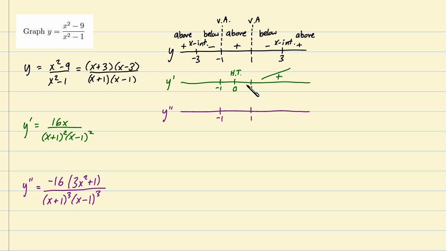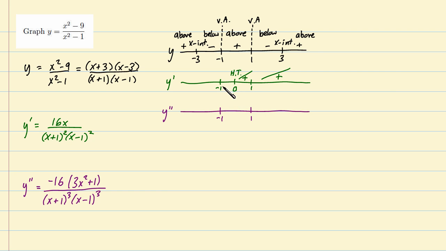In this interval between 0 and 1, perhaps a half, it's the same story, isn't it? 16 times a half, that's positive. The denominators here are positive because of the square. I should say the denominator is positive because of the two squares. Okay, everything's positive. So again, y prime is positive. This suggests our function is increasing.